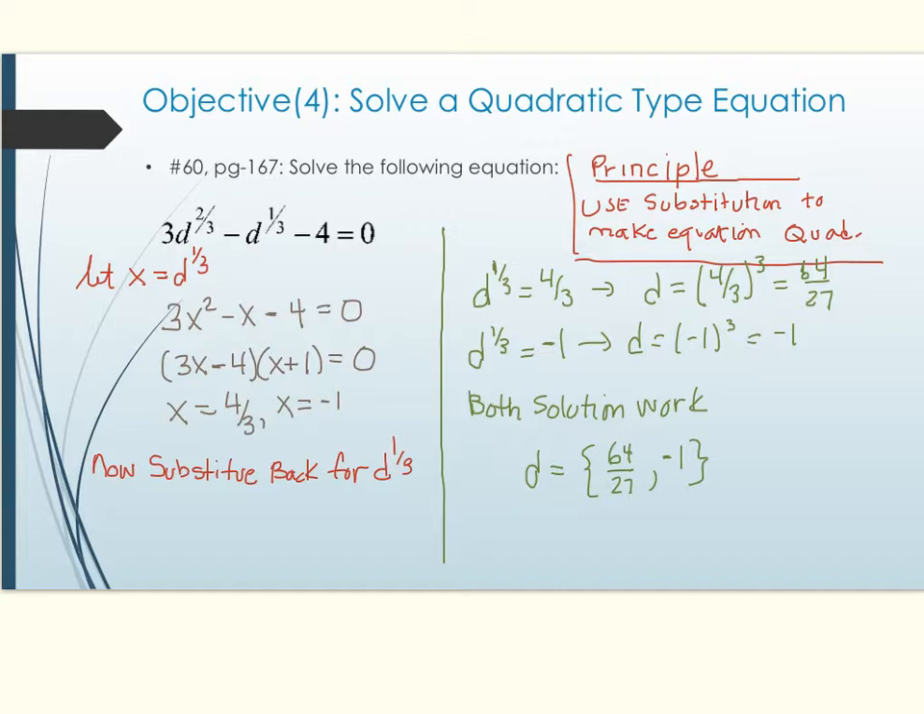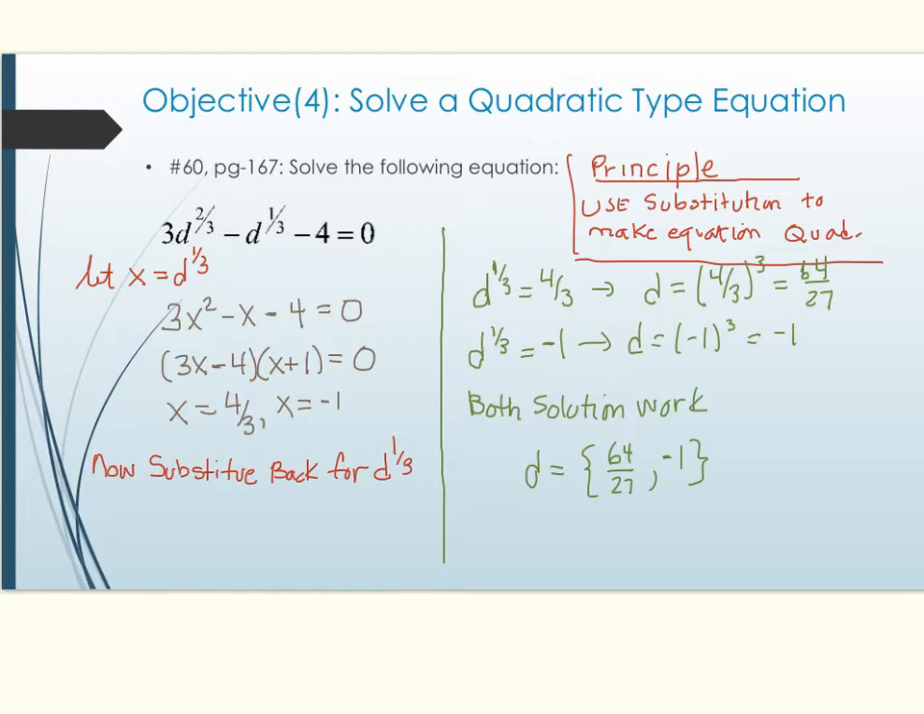Our last objective that we're going to look at in this particular chapter is solving quadratic types of equations. And the principle here is when we see a type of equation that looks kind of quadratic, we are going to use the method of substitution to make a quadratic equation. So our initial equation is 3d to the 2/3 power minus d to the 1/3 power minus 4 is equal to 0. We're going to let x equal d to the 1/3 power.